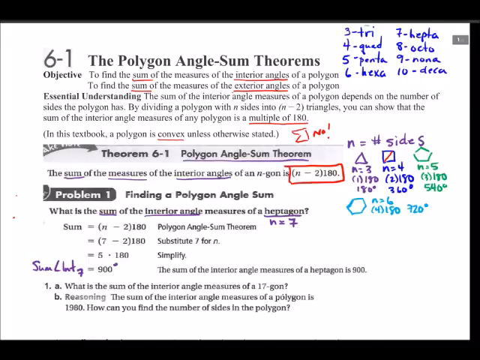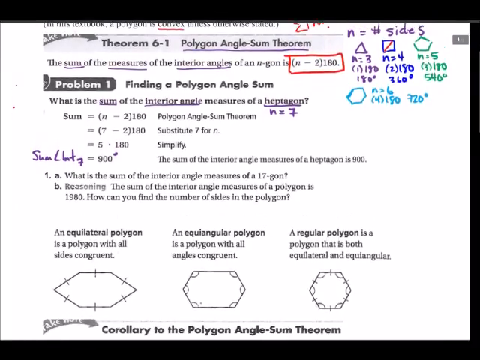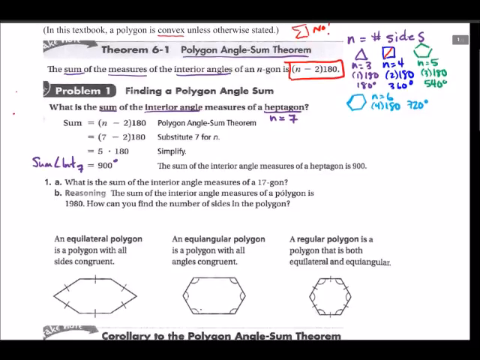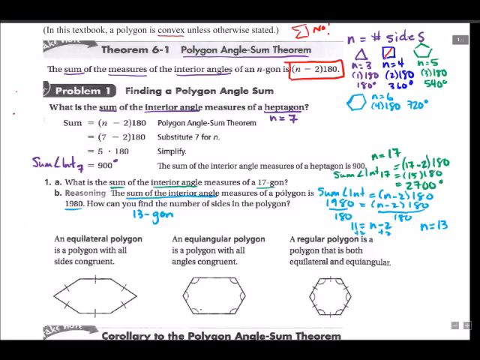All right, it looks like it is your turn here. Go ahead and pause the video and do the next couple of problems. All right, that first one was pretty easy. The sum of the interior angle measures of a 17-gon. Well, all we have to do, we know that n is 17. We use our formula, 15 times 180, 2,700 degrees. That's a lot of degrees. There's a lot of sides.